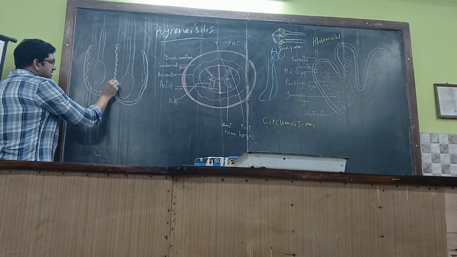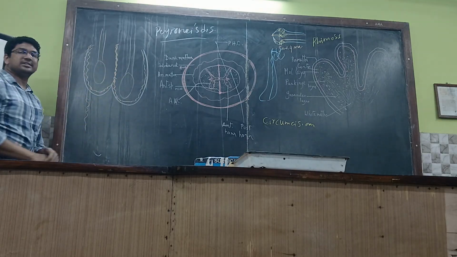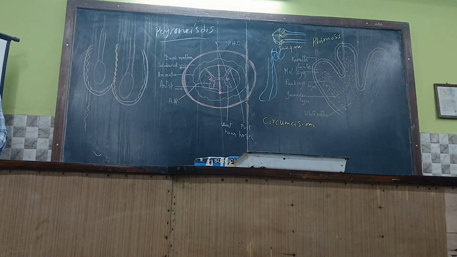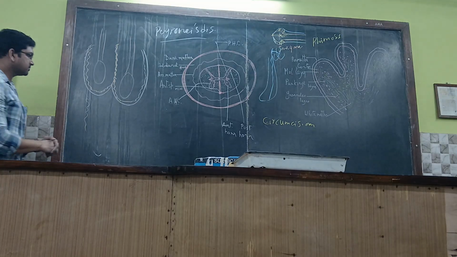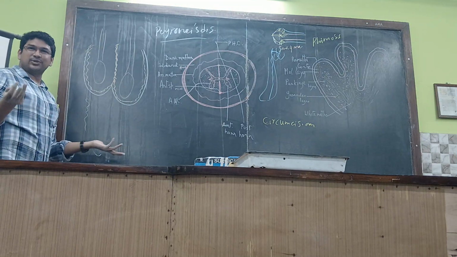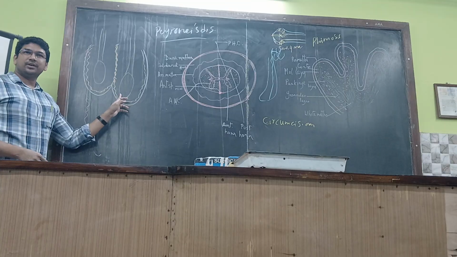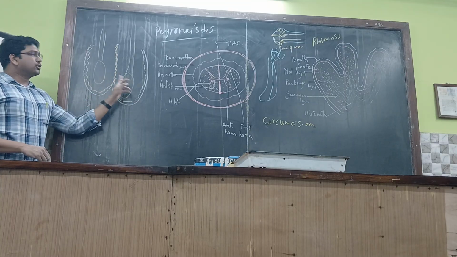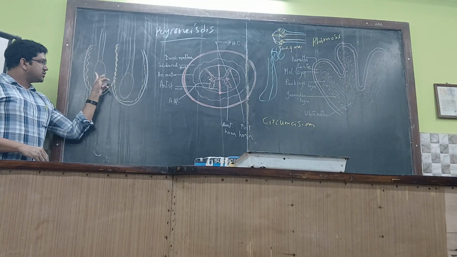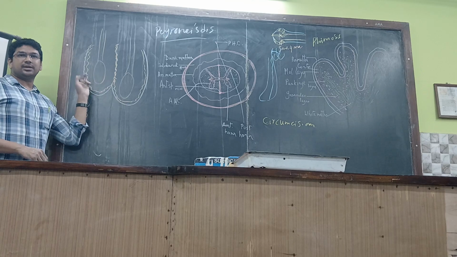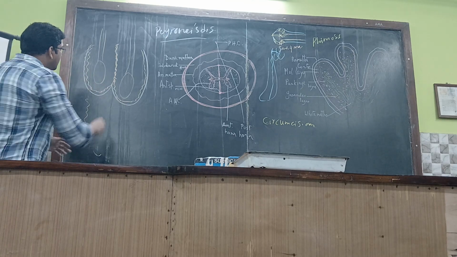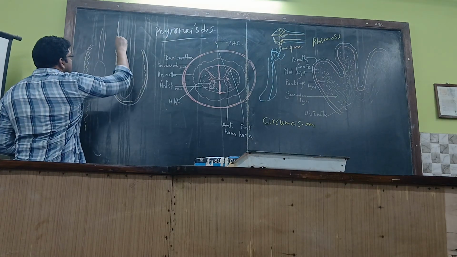So this dartos muscle will be forming a septum within the scrotum that is termed the scrotal septum. The septum formed in the scrotum is nothing but the scrotal septum, separating the two compartments. So the right testis and the left testis are separated. Right. So this will be continuous with.